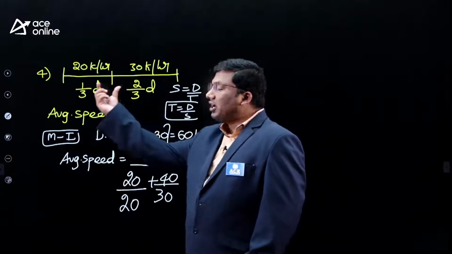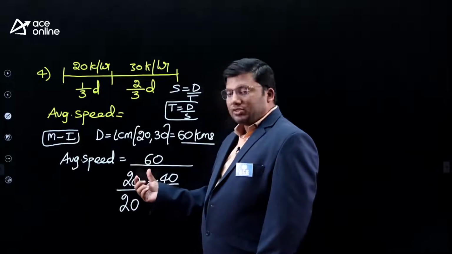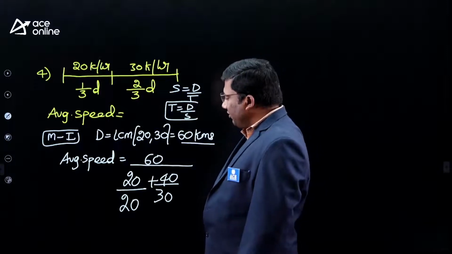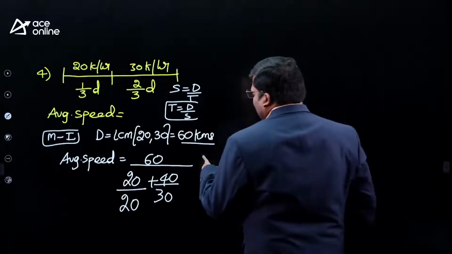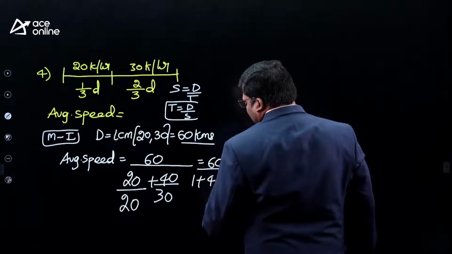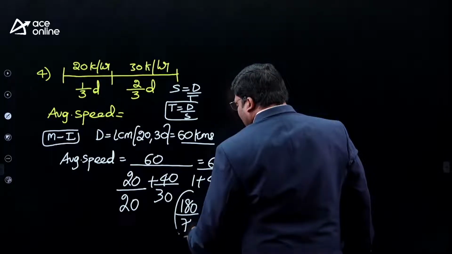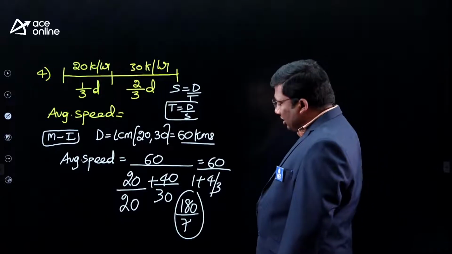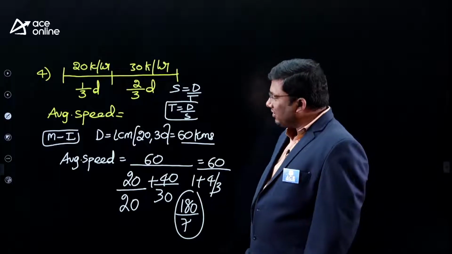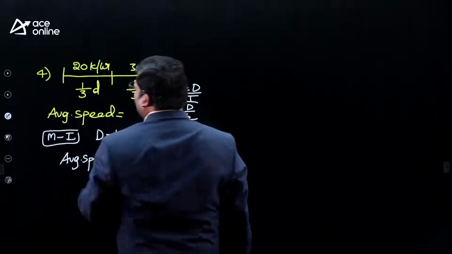He is traveling 1/3 of D. D is 60. 1/3 of 60 is 20 by 20. Out of 60, 20 traveled. Remaining will be 40, 40 by 30. So this will be 60 by, 20 by 20, it is 1, 40 by 30, it is 4 by 3. 60 by 1 plus 4 by 3. So 3 plus 4, 7. It is 180 by 7. This is the traditional way where you will solve the problem.